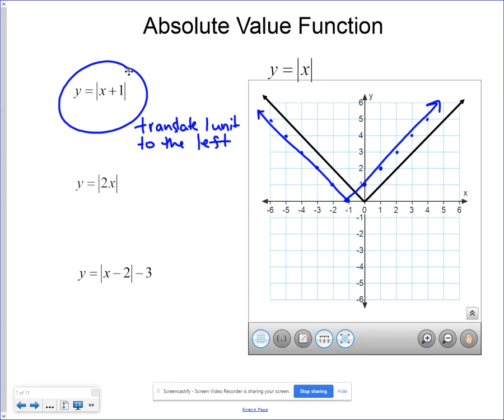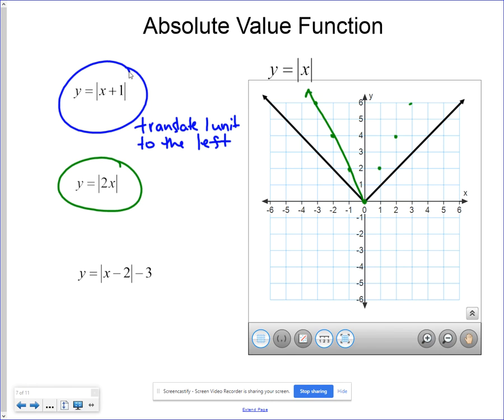Let's see what happens when we put a number in front of the x inside the absolute value. Let's graph y equals the absolute value of 2x. The vertex will be at 0, 0, and here's what the graph would look like. So what did it do to the parent graph? It changed the size of it. Whenever you change the size, that's a dilation. So this is a dilation. It made the graph steeper.